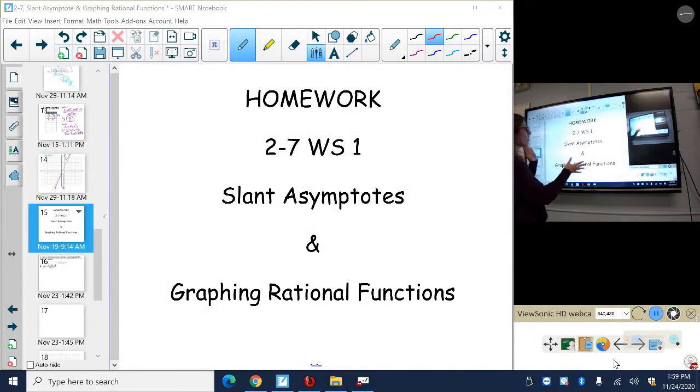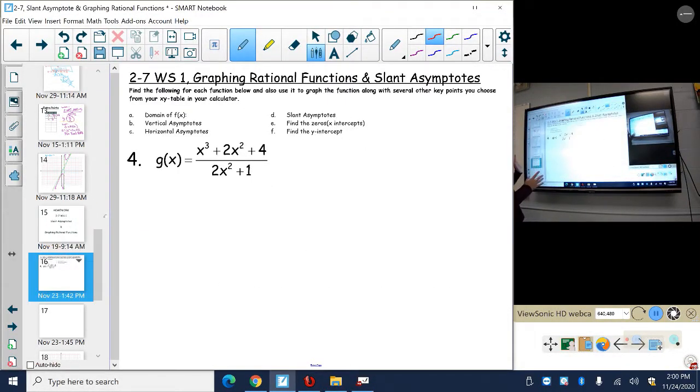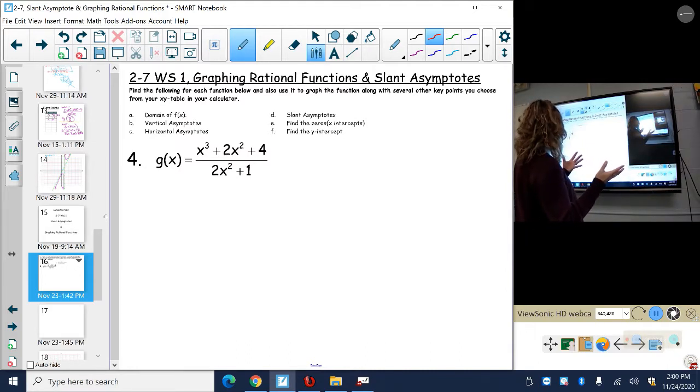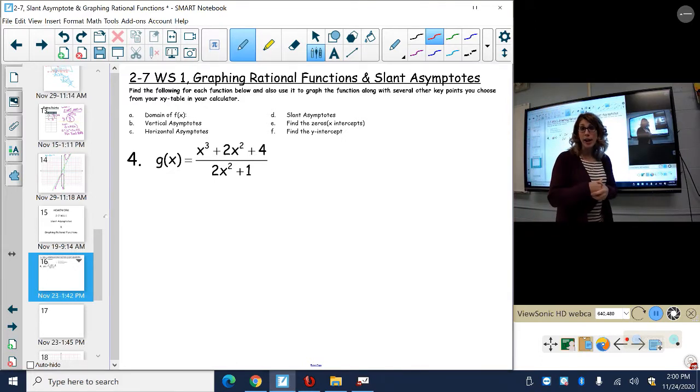Okay, tonight's homework is 2-7 worksheet 1, so let's go ahead and start it. Find the following for each function below and use it to graph the function along with several other key points you chose from your XY table in your calculator. Whenever I say in your calculator, if you want to use Desmos, you can. I'm going to use Desmos because a lot of you use that rather than a graphing calculator because it doesn't always work whenever we pull it up.